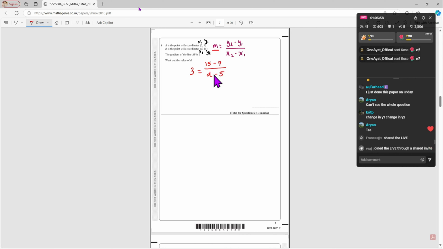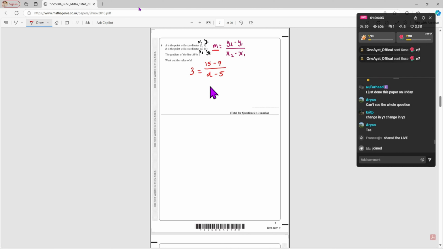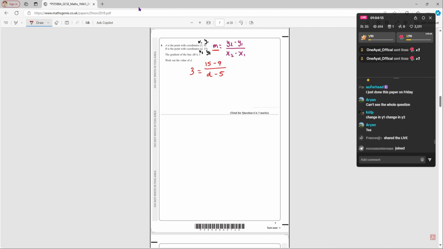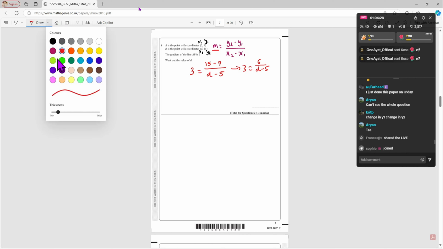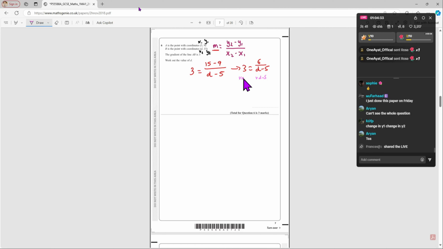So now we've got our equation. Now we have to rearrange this to find the value of d. The first thing you're going to do is quickly simplify this. We can do 15 minus 9, which is equal to 6. So this can be written as 3 is equal to 6 over d minus 5. Then you multiply by d minus 5 on both sides, so we get rid of our denominator.